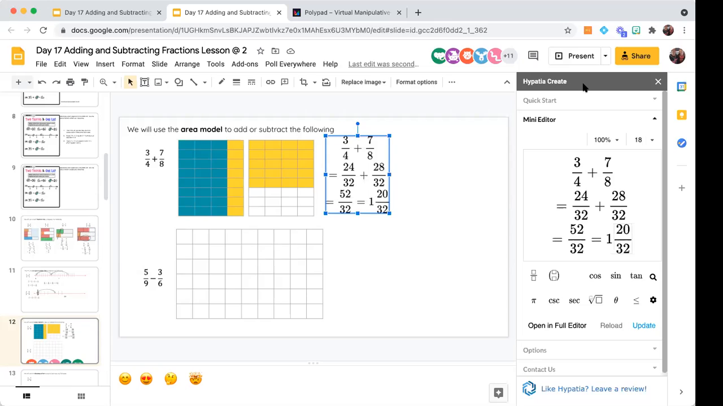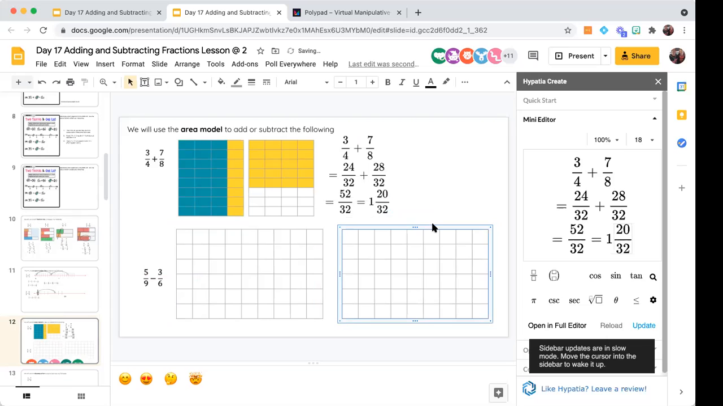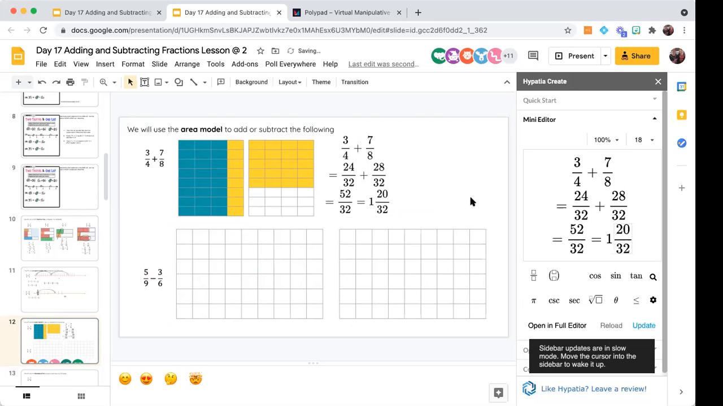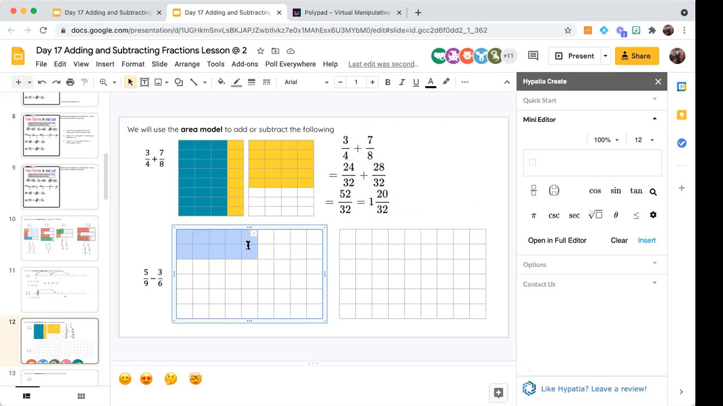Let's try one where we're actually subtracting. So I have my whole. Along the top, I broke it into 9, and along the left, I broke it into 6. I'm going to make a direct copy of this off to the side just so we can visually see a picture of what this might look like. Notice that my whole is a little larger. Again, it doesn't matter how big that whole is, as long as the wholes are the same size. So they are a little bigger than the whole from the previous one, but that's just sometimes the way it is. All right, I need 5/9.